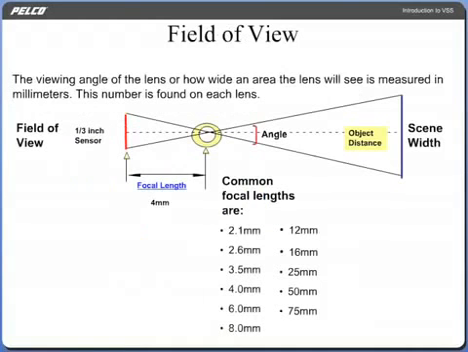The viewing angle of the lens, or how wide an area the lens will see, is measured in millimeters. This number is found on each lens.